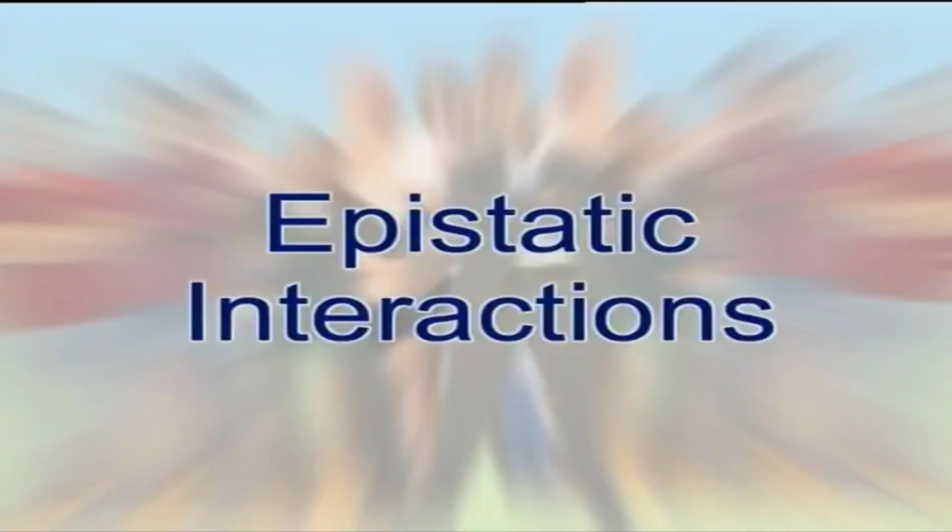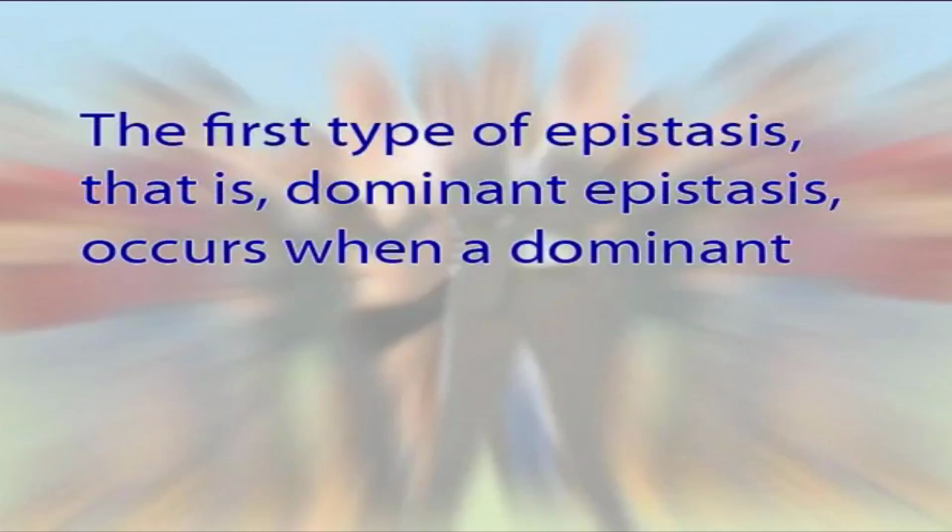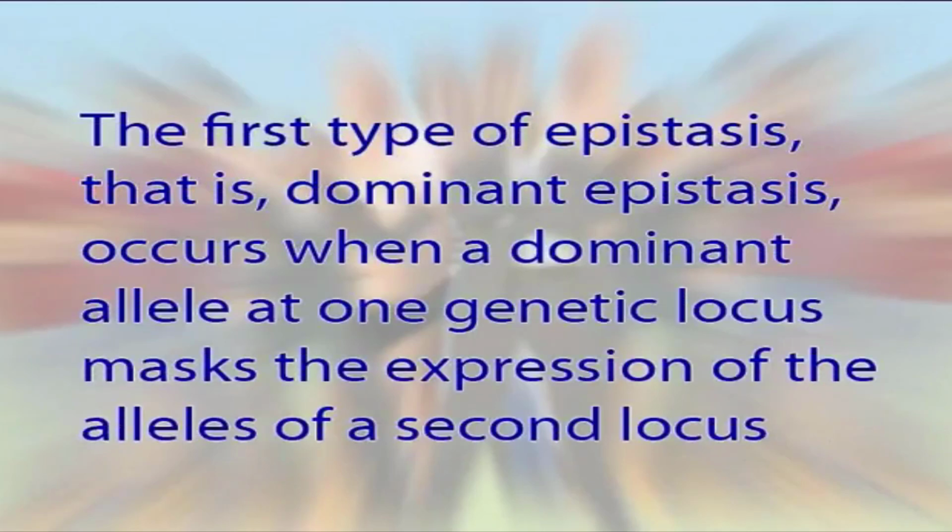Now let us discuss epistatic interactions. Epistasis is the interaction between different genes, that is, non-allelic, while dominance is the interaction between different alleles of the same gene. The first type of epistasis, dominant epistasis, as already told, occurs when a dominant allele at one genetic locus masks the expression of the alleles of a second locus.